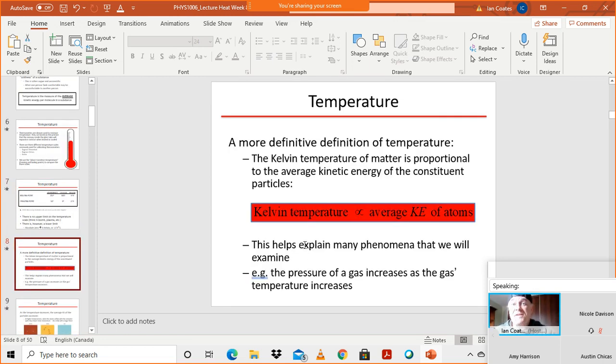A more definitive definition of temperature: the Kelvin temperature of matter is proportional to the average kinetic energy of the constituent particles. So if we only use the Kelvin temperature, absolute zero is minus 273.15 degrees Celsius. So atoms are moving, and then we're still cooling it down. We're getting closer and closer, and you'll see there that the atoms are slowing down.